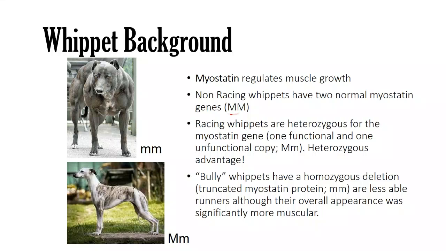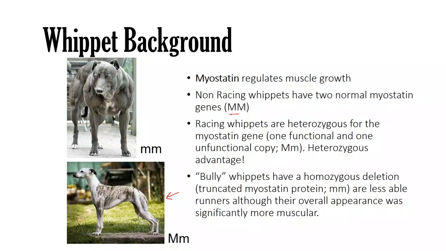Racing whippets, and these are actually used in dog racing, are heterozygous for the myostatin gene. So they have one functional and one unfunctional copy of the myostatin gene. The one functional copy regulates muscle growth. The unfunctional copy does not. And because the muscle growth is not regulated, they get a little bit more muscular. There's a picture of one of these right here. Those muscular whippets can just run a little faster, but still really aerodynamic. This is something we call a heterozygous advantage.